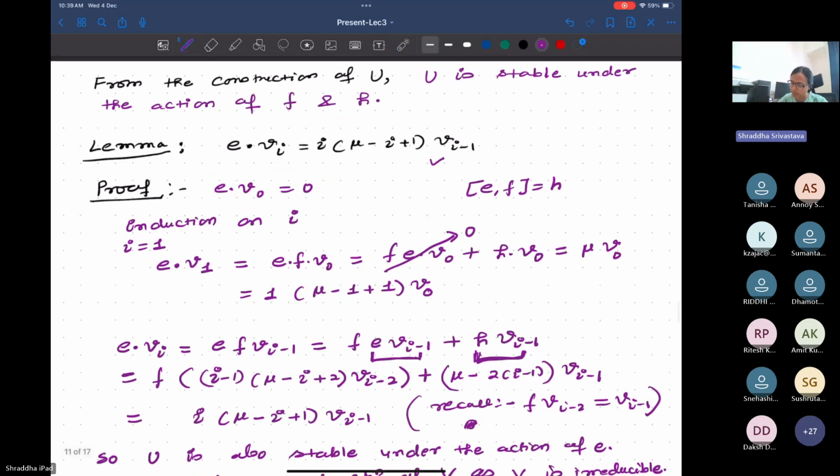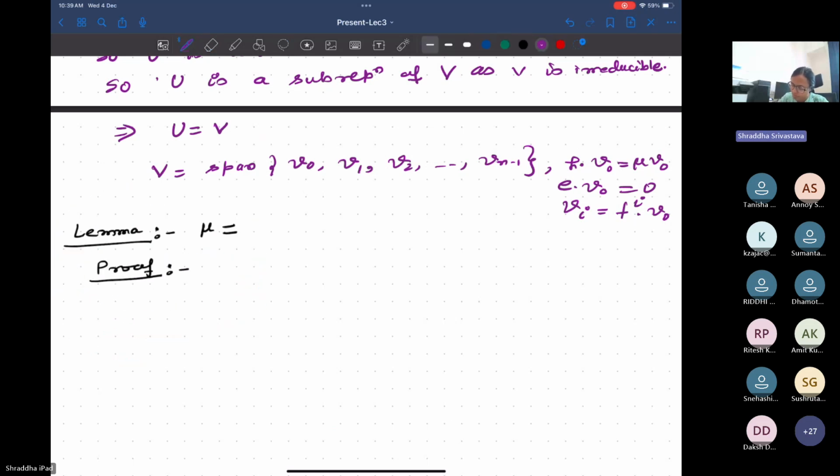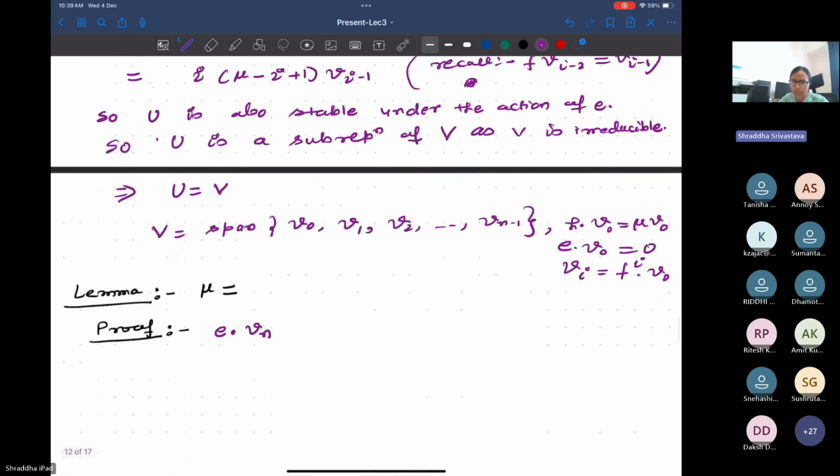So we compute E applied to Vn in two ways. Whatever we compute, they have to be equal, and it is going to give some condition. So E applied to Vn, from whatever we have done previously, is n times (mu minus n plus 1) Vn minus 1.